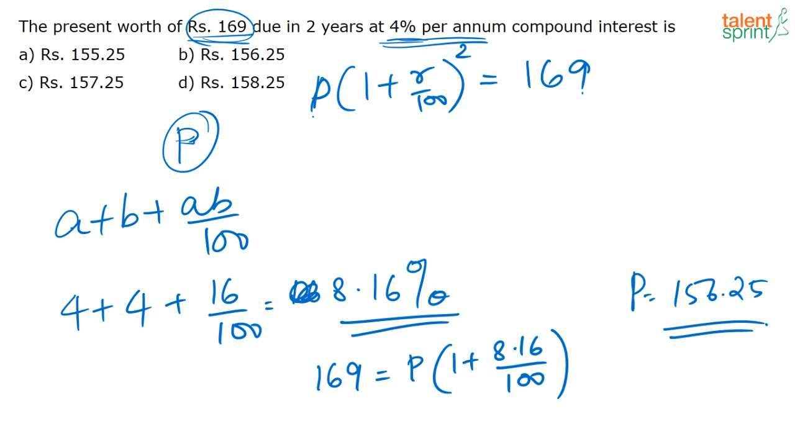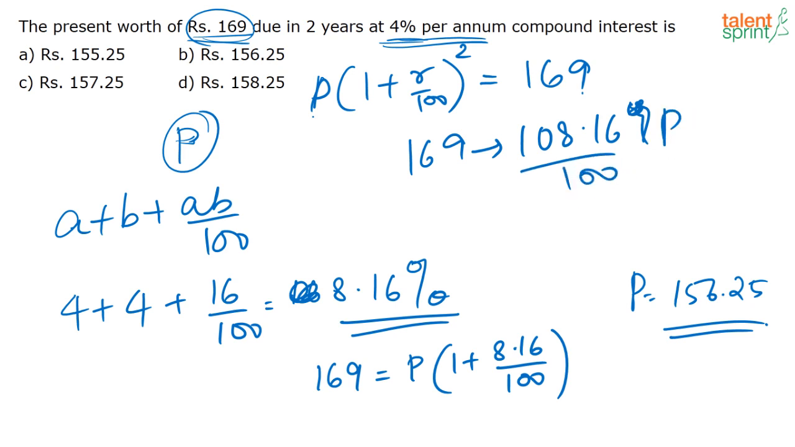So effective percentage is 8.16 percentage. Now, see how you can do it. Rahul has given us a very good method for you all to substitute it faster, right? Now what do we know? This 169 is nothing but 108.16 percentage of P, correct?